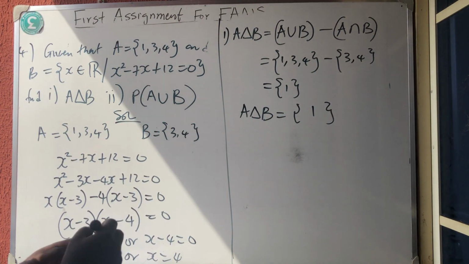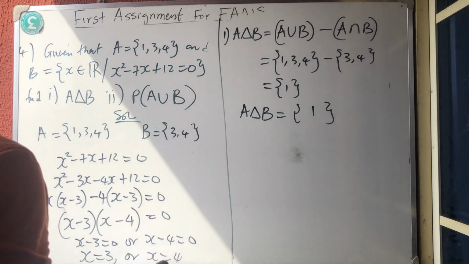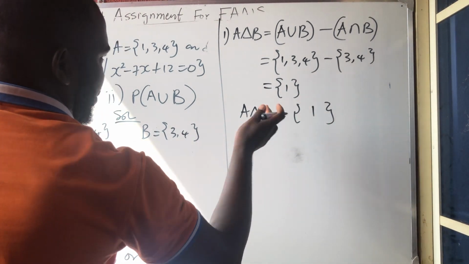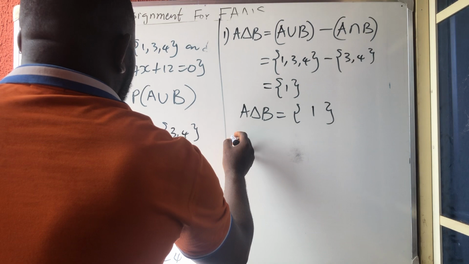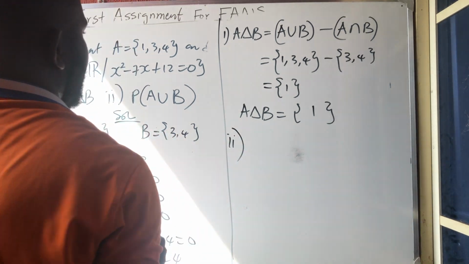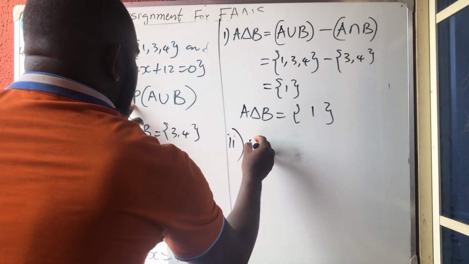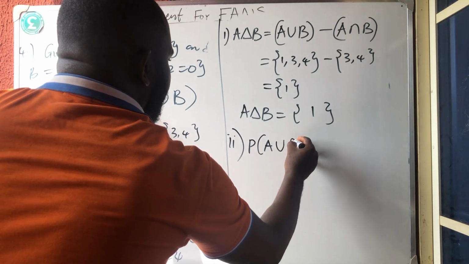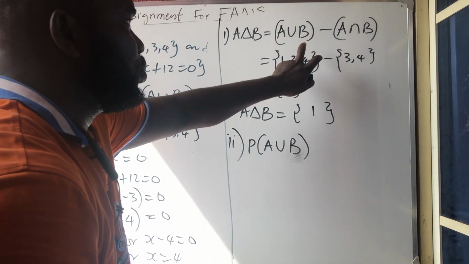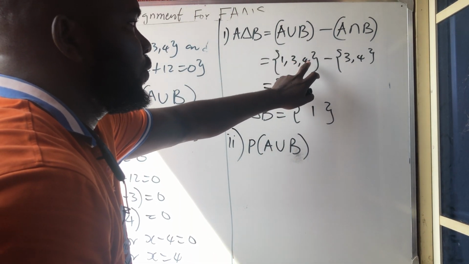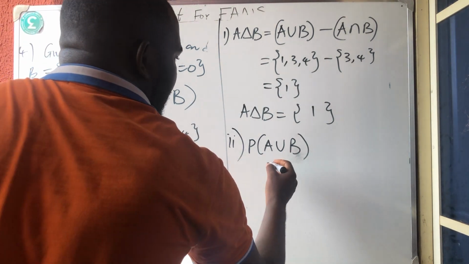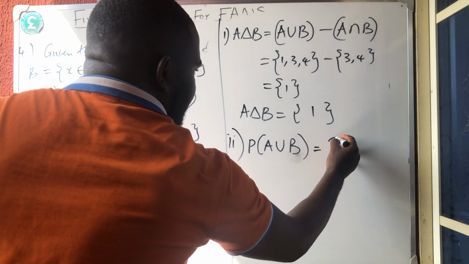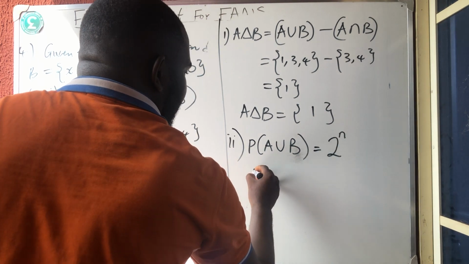The symmetric, okay. So any way you like to solve it. If it's an objective, use this method, but if it's theory, use this method, okay. So I said the power of A union B. Now we have gotten A union B to be what? 1, 3, 4, okay, which means, and power of a set is what? The formula is 2 raised to power n, where n is what?